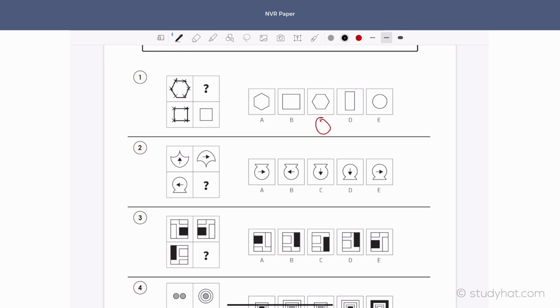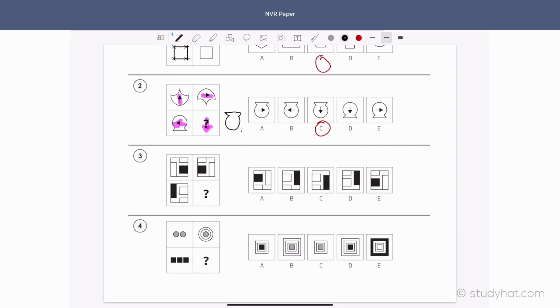Number 2. So what's happened to the top? We can see the shape had a 180-degree turn or a reflection. So the bottom one's going to have the same thing, which means that it's going to be upside down like this. And then if we look at the grid as a whole, we can see that this triangle is moving clockwise. So we need to look for the one where the triangle is moving downwards, and that gives us answer C.